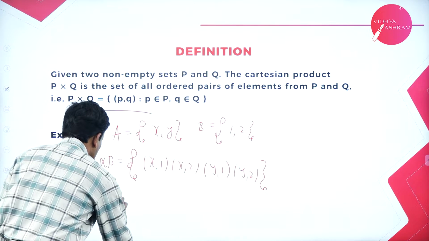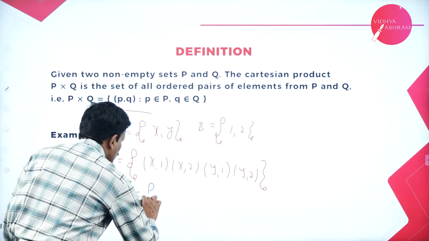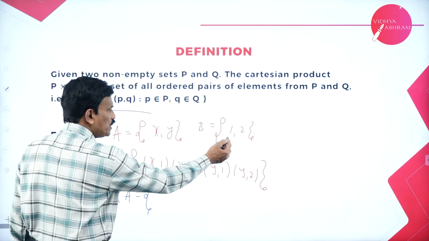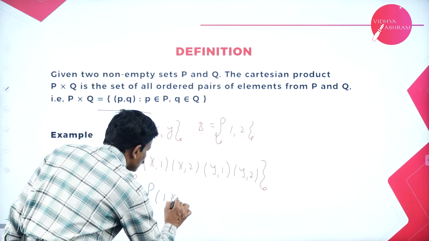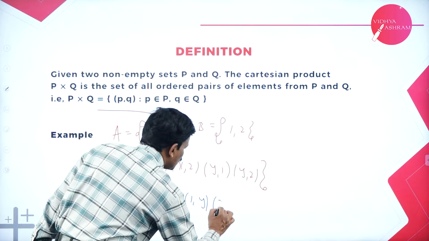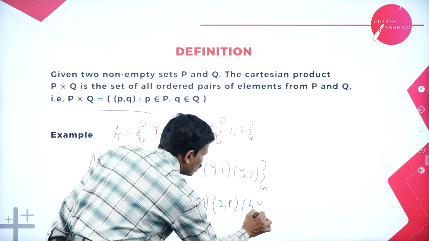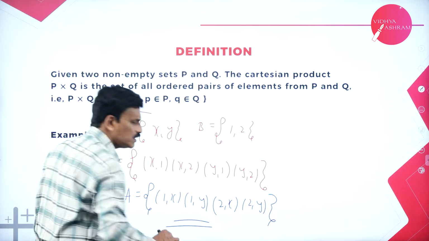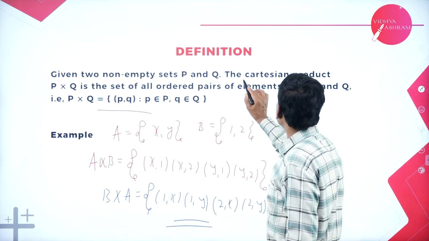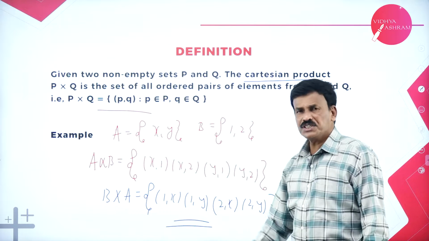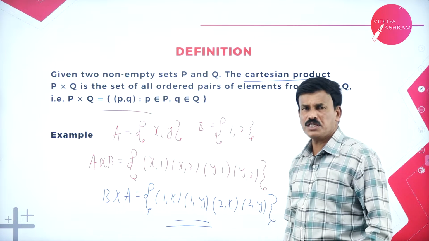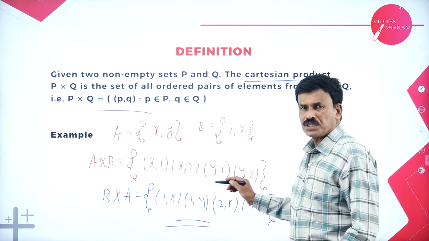Now, suppose you want to write B cross A. Here the set of all first members are from B: (1, x), then (1, y). Similarly, (2, x) and (2, y). So these are the elements of A cross B and B cross A. They are called the Cartesian product. So the Cartesian product of these two sets A and B is A cross B or B cross A. Okay, now this is a very important concept.